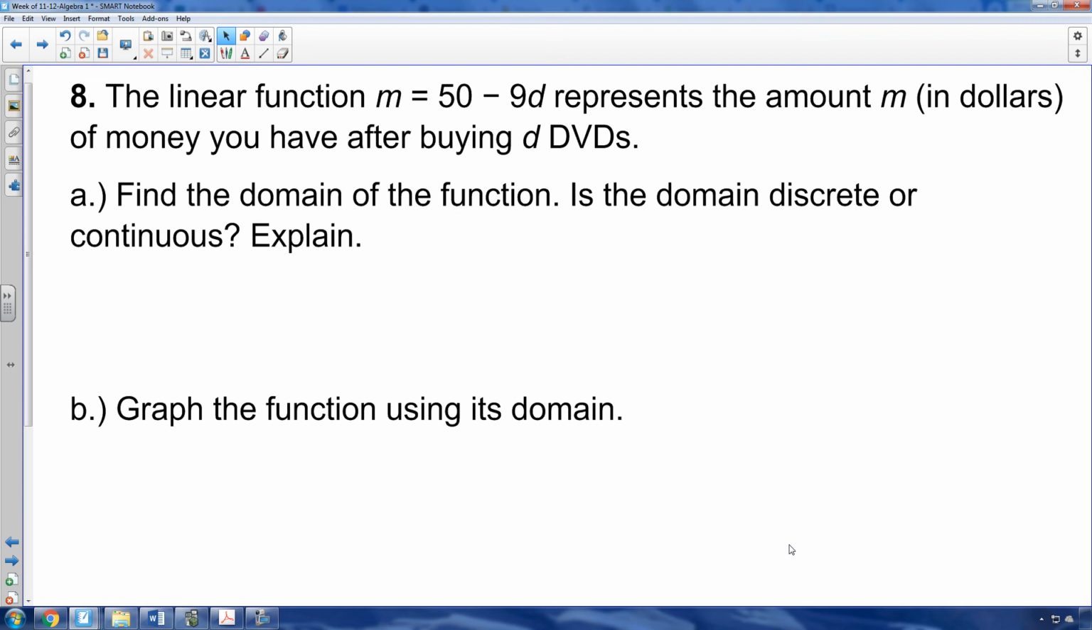So think about how many DVDs you could buy. Let's say you hate movies, or let's say you love movies. What's the most you could buy in this function? Look at this function. There's a certain amount of money you have. Pause the video, give this a shot, especially explain discrete or continuous domain. Good luck.